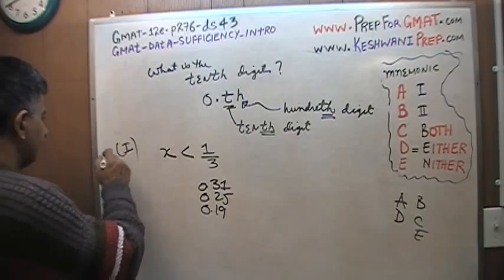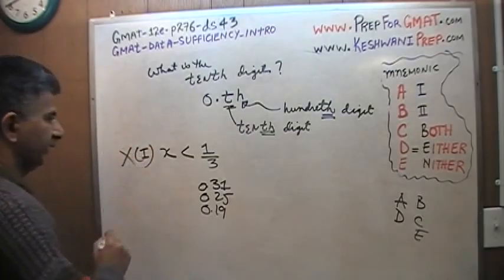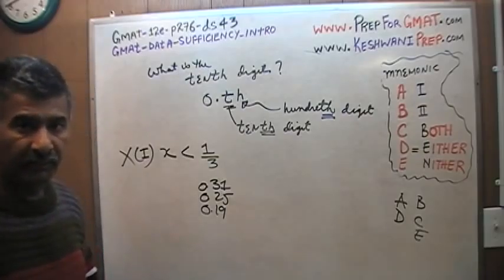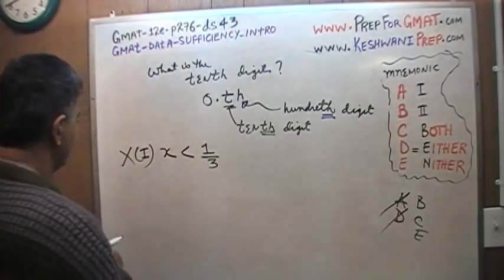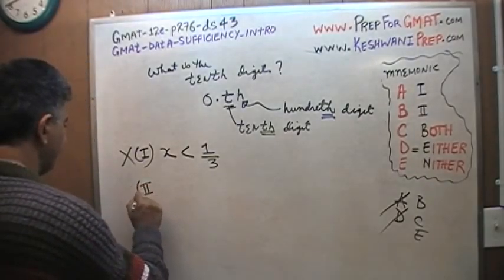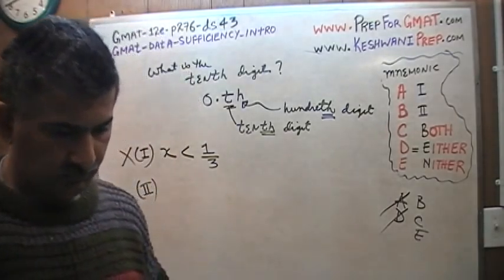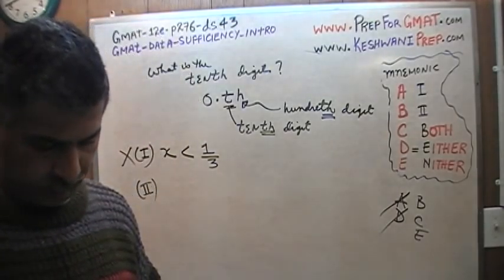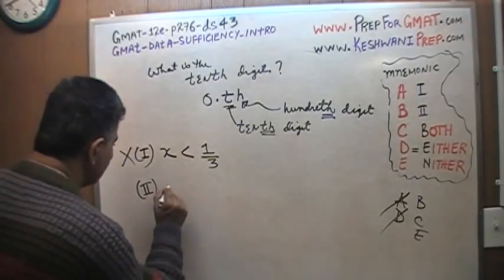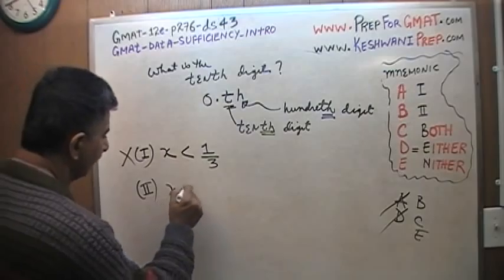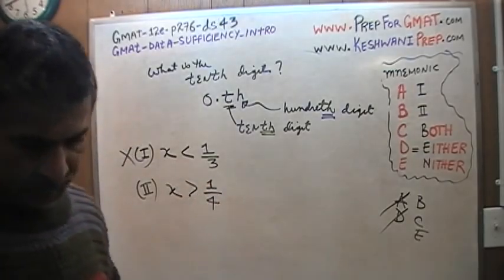First statement by itself is not enough. Not enough. That tells us that the answer, whatever it is, cannot be A or D. Let's look at the second statement. Perhaps the second statement will shed some light on it. The number is greater than a quarter. The number that we're dealing with is greater than a quarter. Well, that does not help much either.